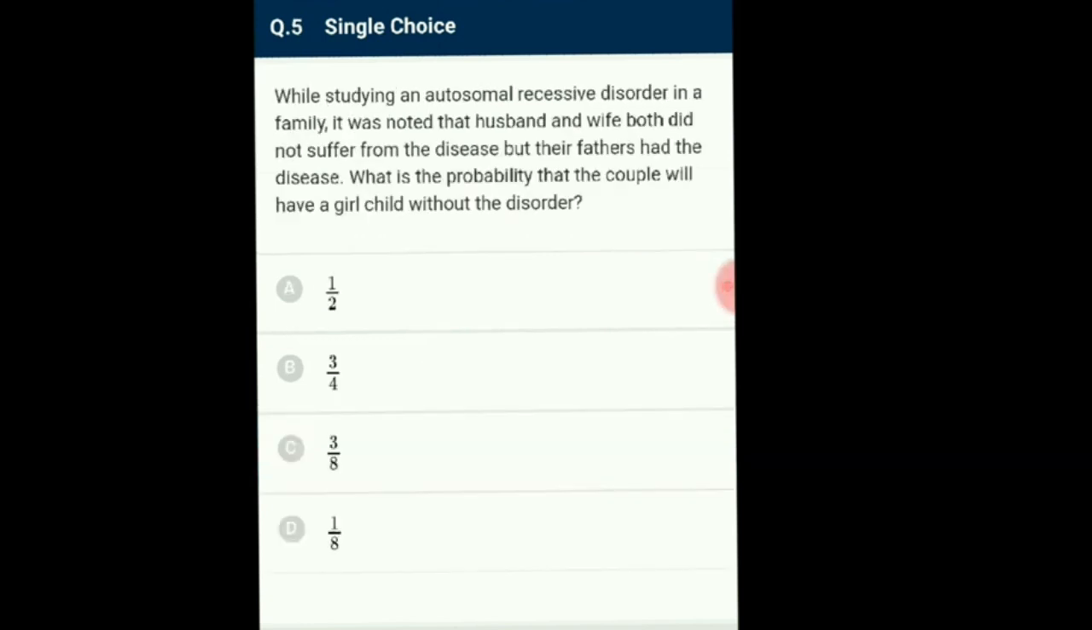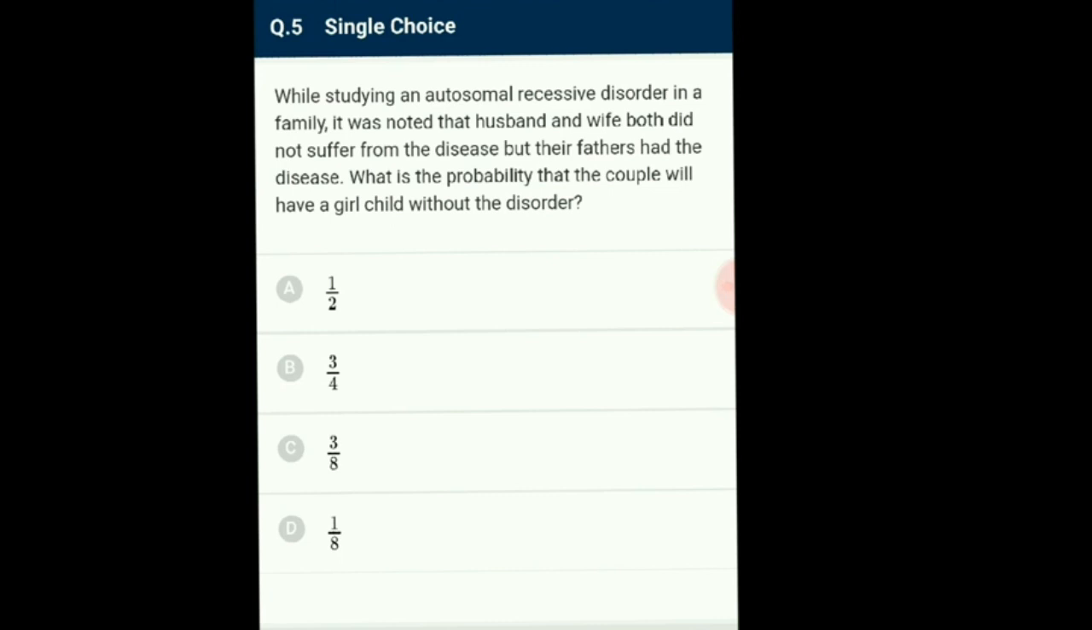Number 5. While studying an autosomal recessive disorder in a family, it was noted that husband and wife both did not suffer from the disease, but their fathers had the disease. What is the probability that the couple will have a girl child without the disorder? Husband and wife are heterozygous as they don't suffer from the autosomal recessive disorder, but their fathers were suffering from it. Their genotype is capital A small a.